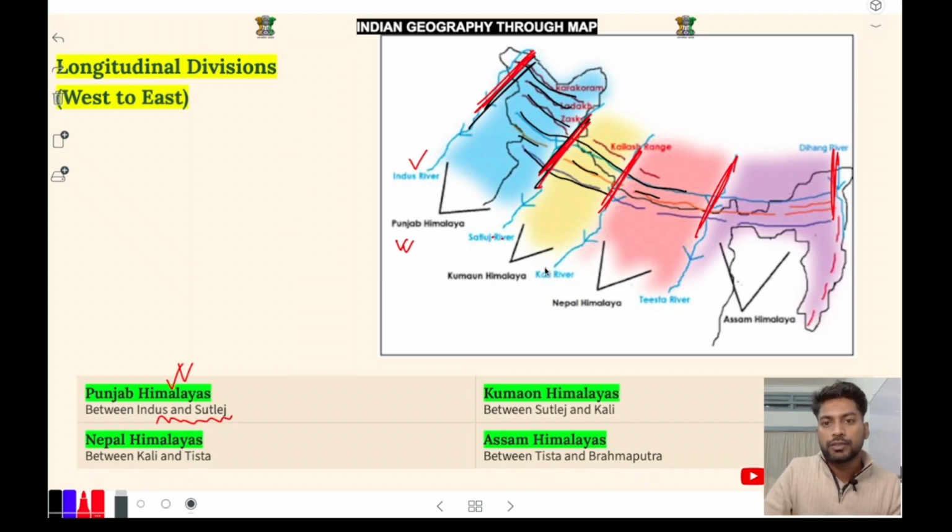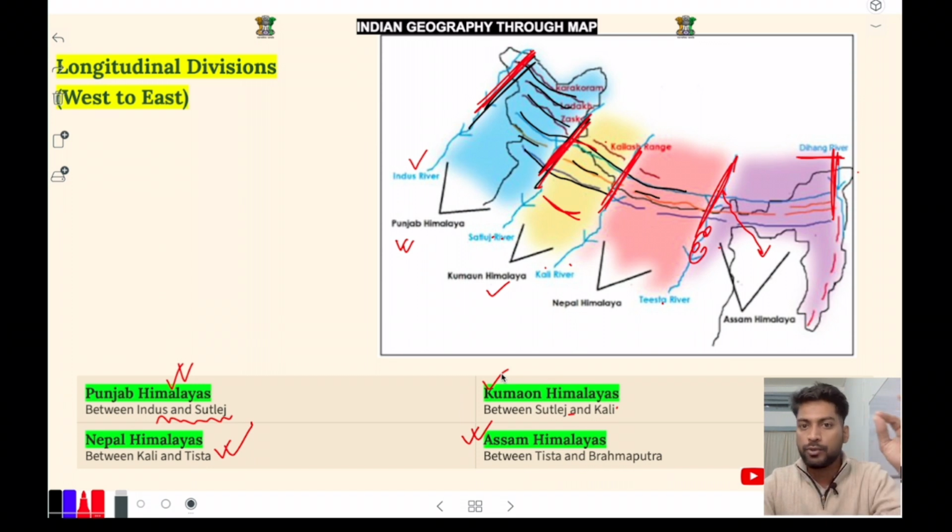Now from Satluj to Kali river, look, Satluj river is coming from here and Kali here. In between that place we call Kumaon Himalaya. Remember, Kumaon Himalaya. So between Satluj and Kali. Next, from Kali river to Tista river, the Tista river location is wrong. Tista will be like that, okay? This is wrong. So between Kali and Tista, we call Nepal Himalaya. Got it? From Tista to Dihang or Brahmaputra, that is your Assam Himalaya. Got it? Four divisions of Himalaya: Punjab, most important, then Kumaon, then Nepal, then Assam.